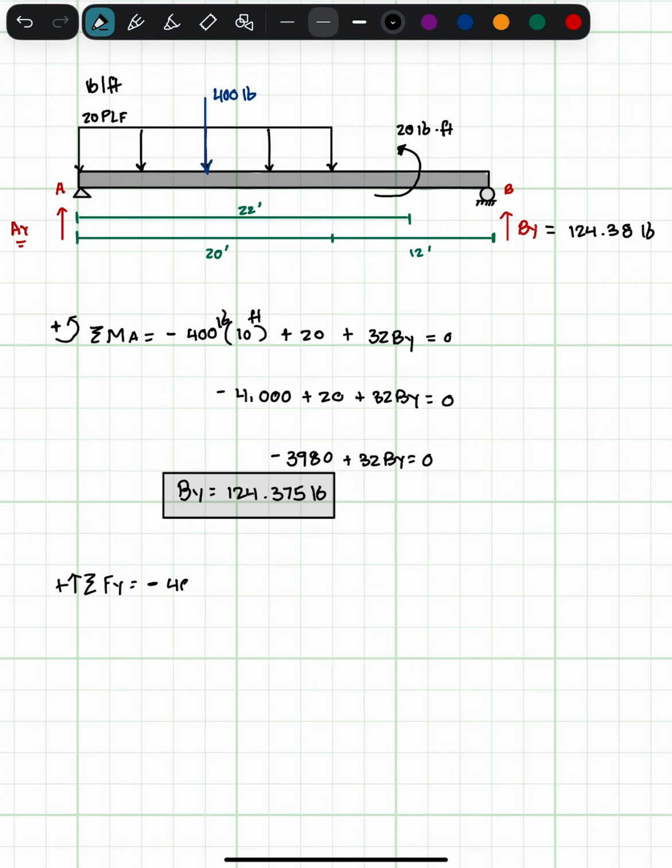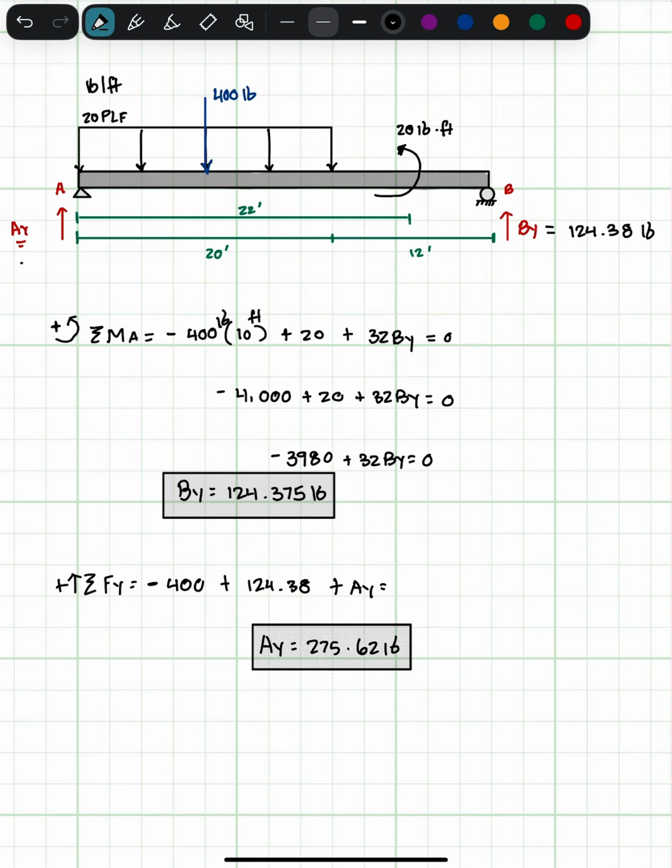Negative 400. And as you can see, when you're summing the forces in the y direction, you don't take into account this concentrated moment of 20 pound foot, right? You only take into account the actual vertical forces. So I got negative 400 pounds plus 124.38 plus AY equals 0. So what am I going to get? 24.38, getting AY equal 275.62 pounds.